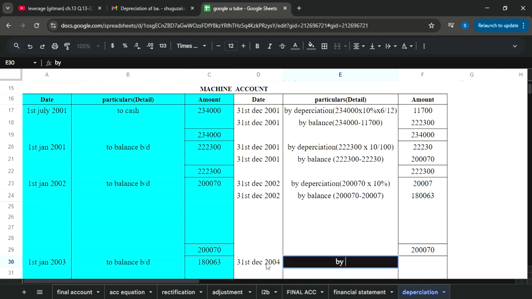So here depreciation would be charged. How? We are following the diminishing balance method, where the current amount of asset, 18,063, would be taken, and you will multiply it with 10%. In this way you will calculate your depreciation. How? 18,063 multiplied by 10 divided by 100. So we have got our depreciation.